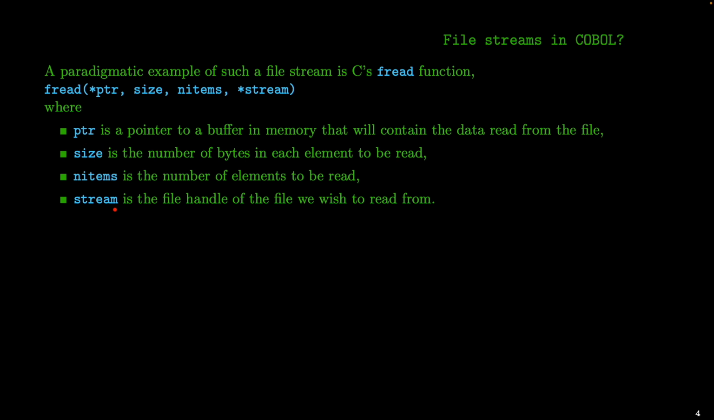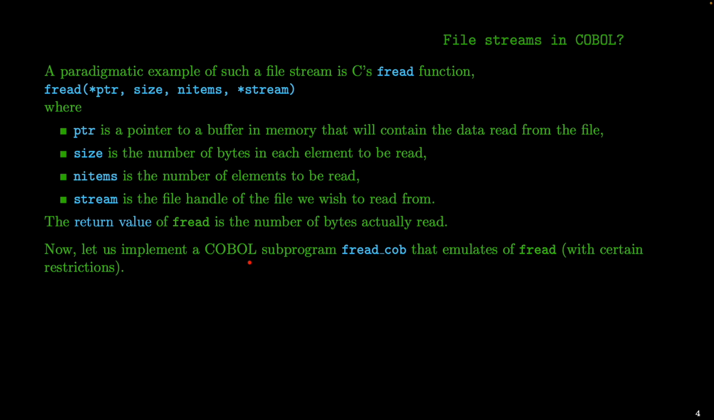And finally, stream is the final handle to the file that we wish to read from. And the return value from this function is the number of bytes that were actually read by fread. Now I want to implement a COBOL subprogram, fread_cob, that more or less emulates this fread_c function, but we will have to do with certain restrictions.